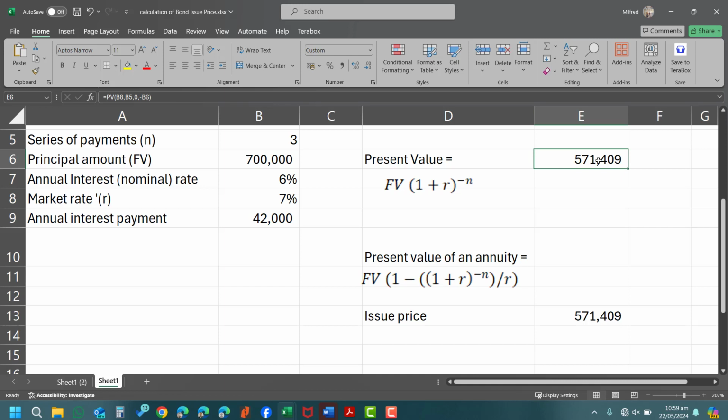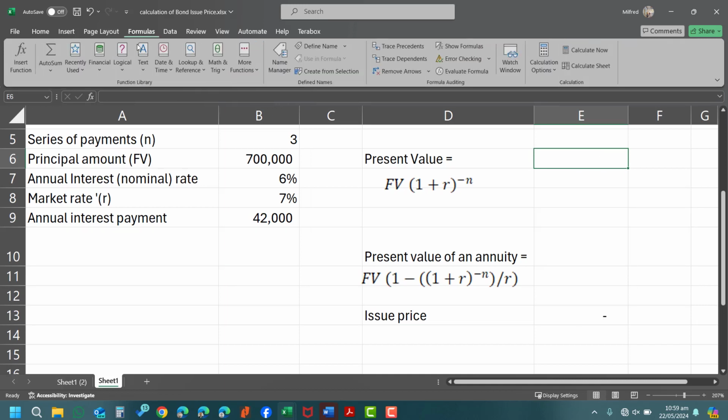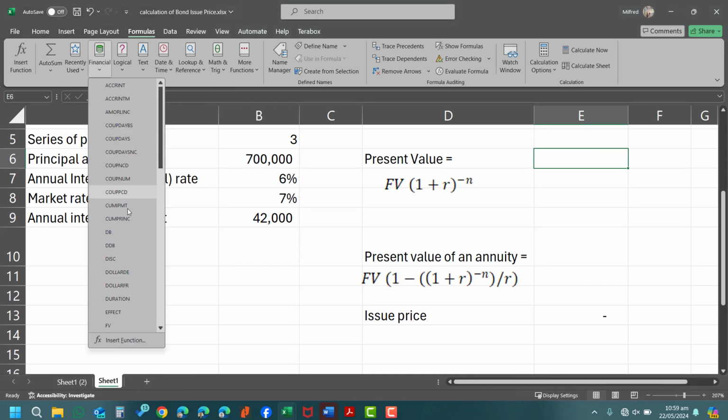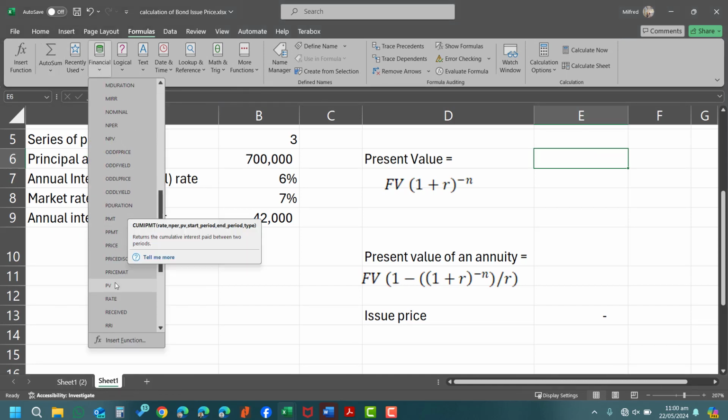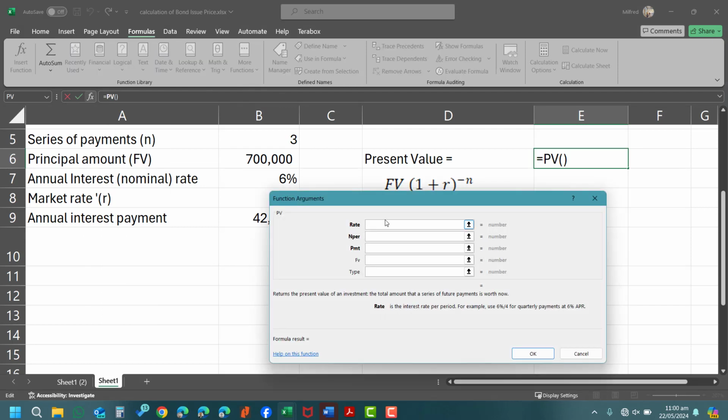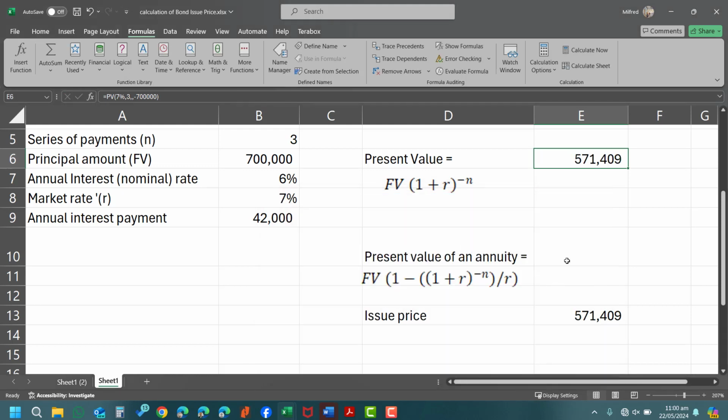Alternatively, you can go to Formulas, then Financial, then scroll up, find PV, and you will be given this. The rate is 7%. The nper is 3, as you can see there. Payment, we leave it. Future value should be negative 700,000. Then you will get the same result.